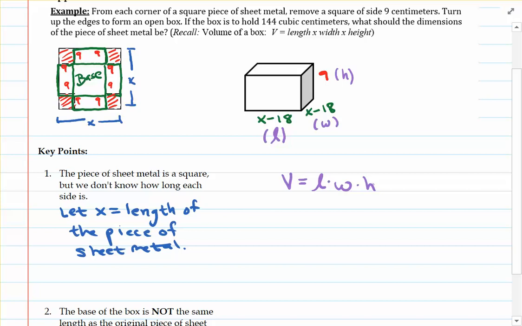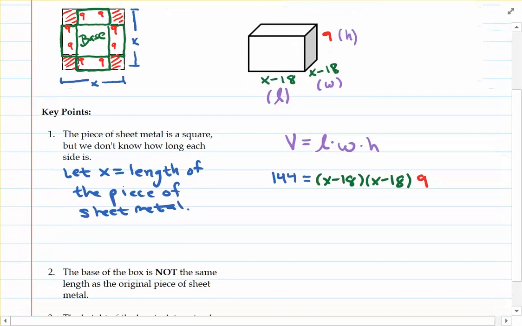We have everything we need in order to fill in stuff for each of these variables. For instance, the volume is 144 cubic centimeters. So we're going to go ahead and replace capital V by 144. Length is given by the expression x minus 18, so we'll go ahead and replace that L with the expression x minus 18, which I suggest using some parentheses around. The width is also x minus 18, so again parentheses and another copy of the expression x minus 18. And the height is 9.